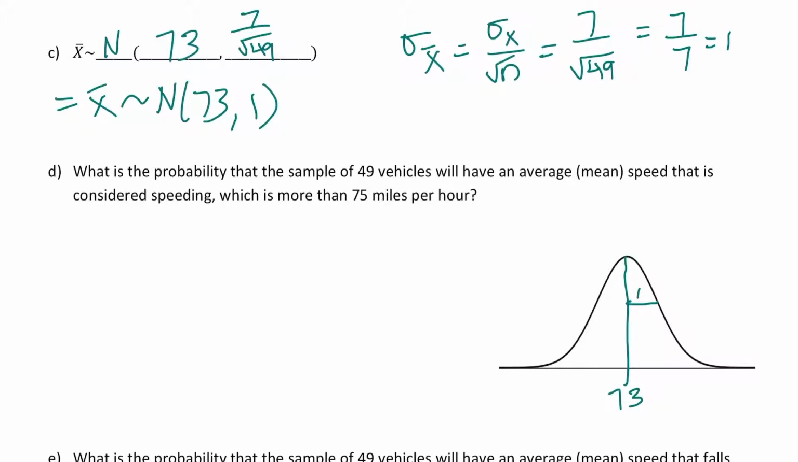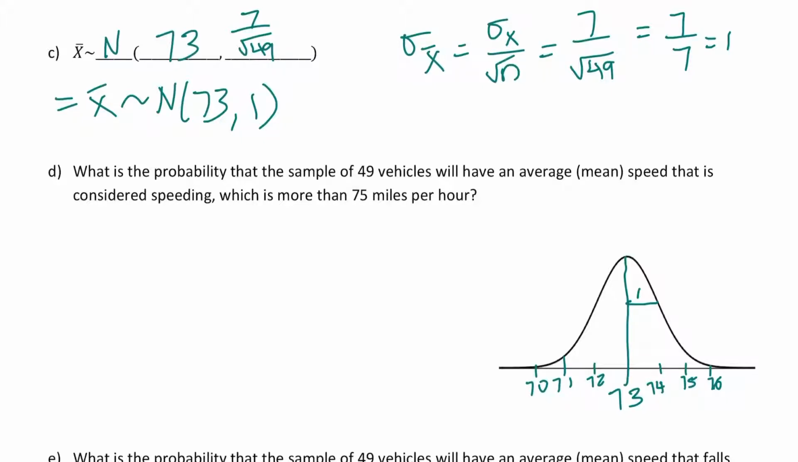So let me add a few tick marks just for myself, at least in this first example. If I go up 1 standard deviation, that's 74. Go up another standard deviation, 75. Up another one, 76. Then I can go down 1, this would be 72. Down 1, this would be 71. Down another one, this would be 70.